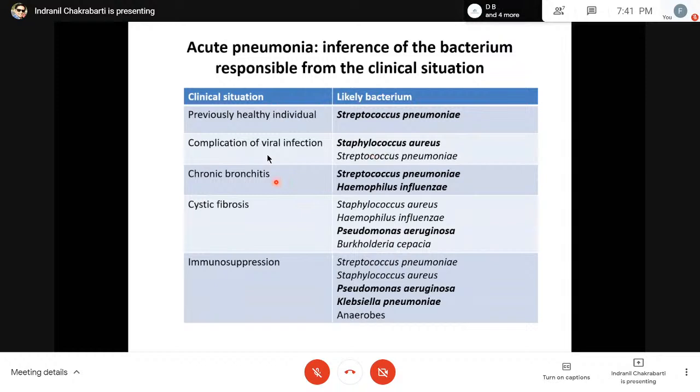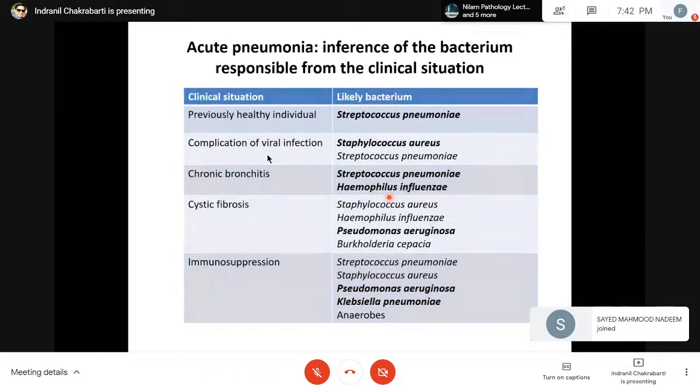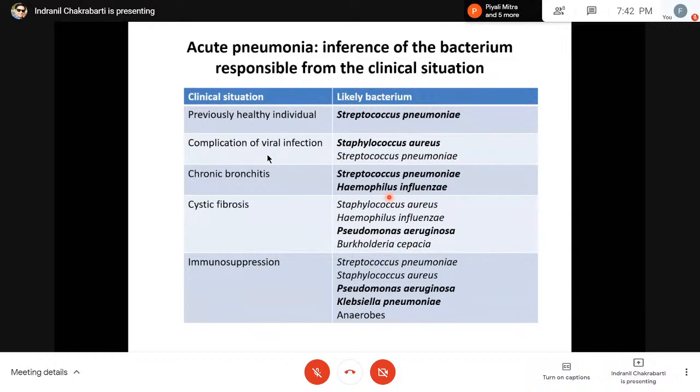Now, in the presence of chronic bronchitis, patients can be affected either by this pneumococcus or by Haemophilus influenzae. Haemophilus influenzae is a gram-negative organism which can be encapsulated or non-encapsulated. The B serotype is the most common, which is a form of encapsulated H. influenzae. But post-vaccination, these encapsulated forms are becoming rarer, and the non-encapsulated forms are now rising.